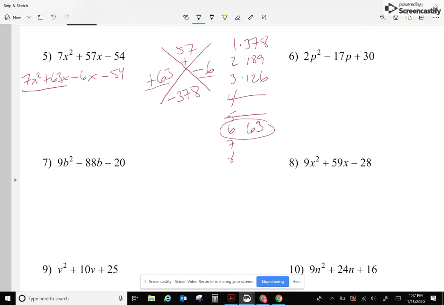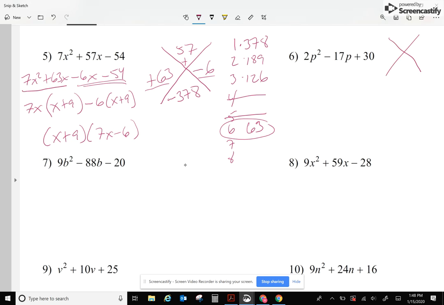Let me divide each by 7x. So I'm going to get x plus 9. When I take a look at the last 2, let me divide each by negative 6. Now I'm going to get x plus 9. So my factors are x plus 9 and 7x minus 6. I have to split my middle term when my first number is not a 1. All right, let's take a look at question number 6.